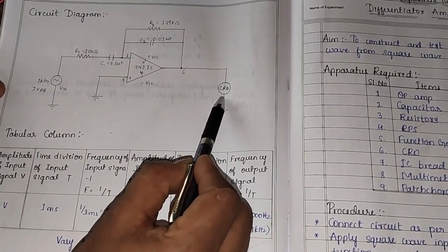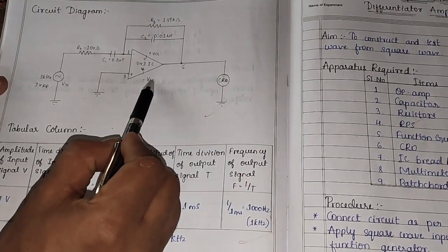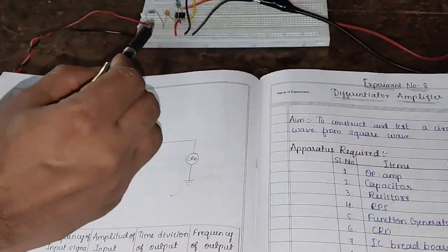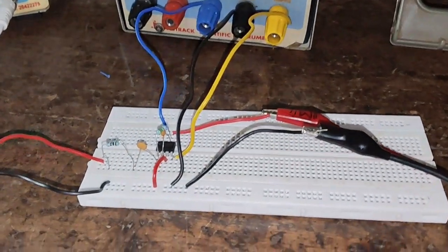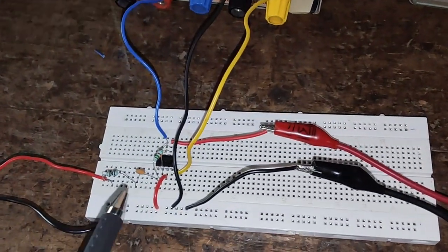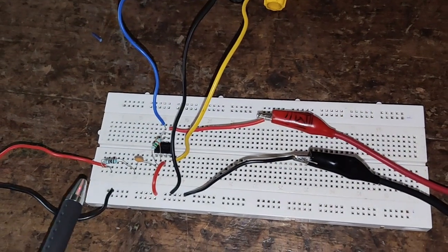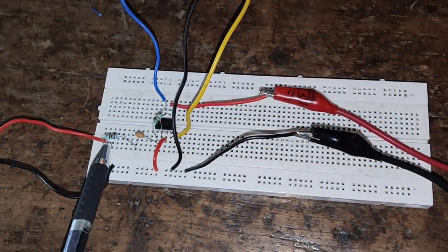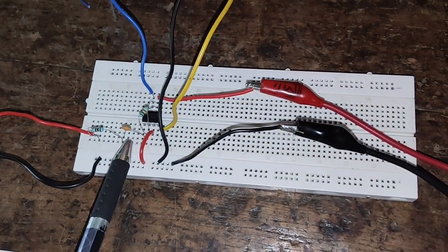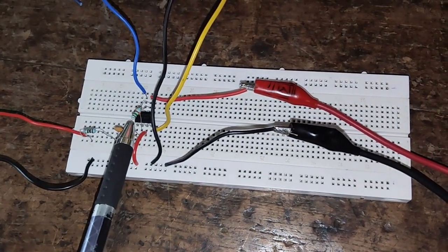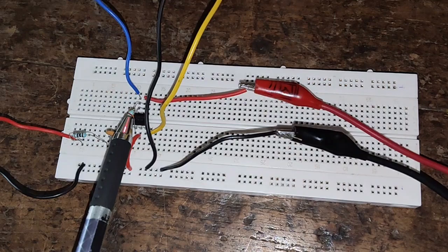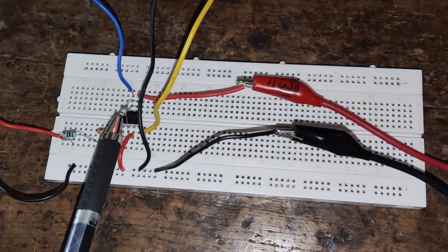Now, let's see how to construct this circuit on the breadboard. On the breadboard, we can see this is the input resistor, and a capacitor is connected to pin number 2, and in the feedback, pin number 2 and pin number 6 have a capacitor and resistor.